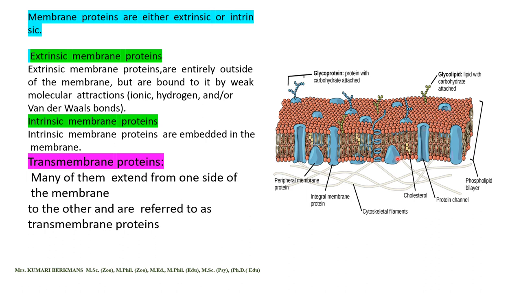And what are intrinsic membrane proteins? In the sense, they are embedded in the membrane, so they are called intrinsic membrane proteins. And transmembrane proteins, in the sense, many of them extend from outside the membrane to the other side and are referred to as transmembrane proteins. So there are three membrane proteins: extrinsic, intrinsic and transmembrane.